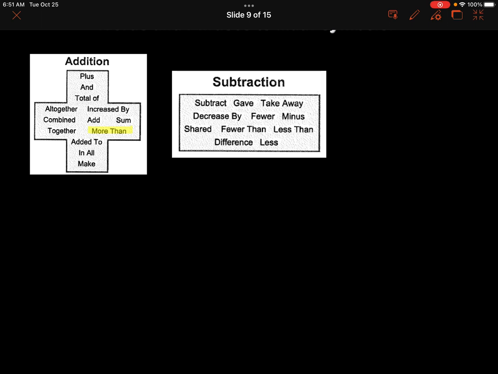Subtraction, you have words like subtract, gave, take away, decreased by, fewer, minus, shared, fewer than, less than, the difference, and less.